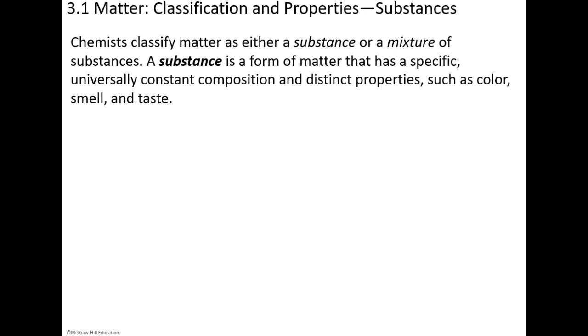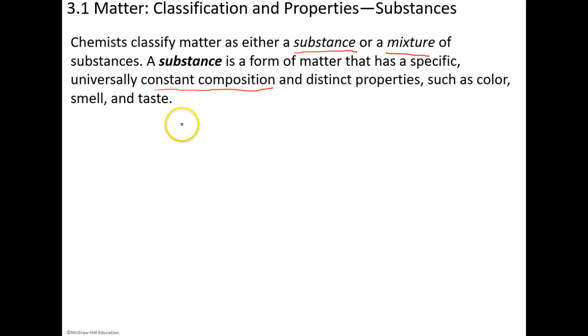All right, first of all, let's classify compounds. Compounds can be classified as a substance, that means a single substance, or a mixture. So a substance is a form of matter that has a specific constant composition, universally constant composition, and distinct properties such as color, taste, and smell.